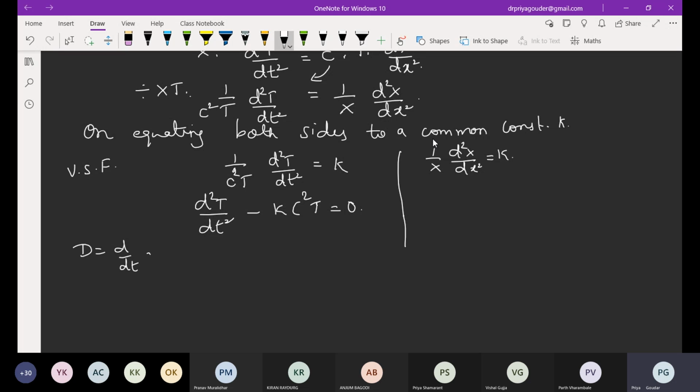So if capital D is D by dt, what is this part? D square T minus k square cT equal to 0. Am I correct? Now what is common in both? It is k into c square. In the remaining terms, now you can take T common. You people don't make such mistakes. Let me call this equation 3.